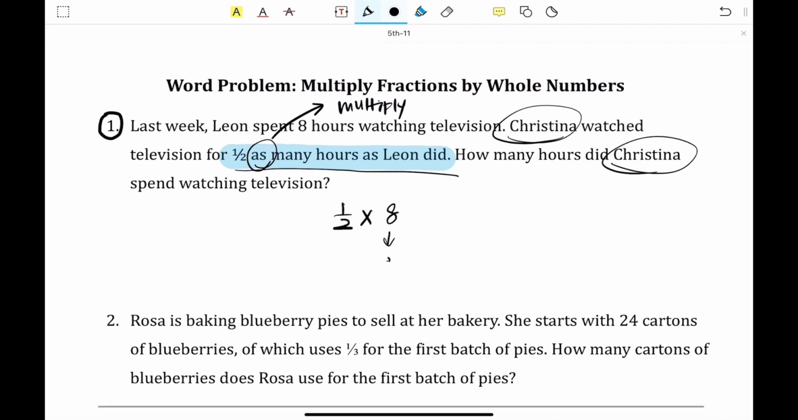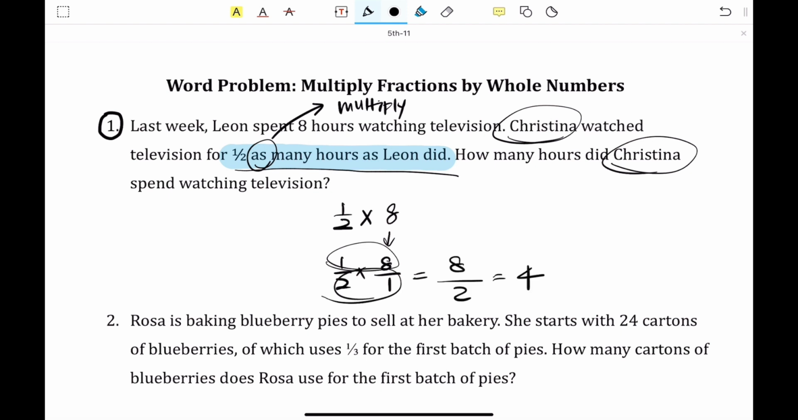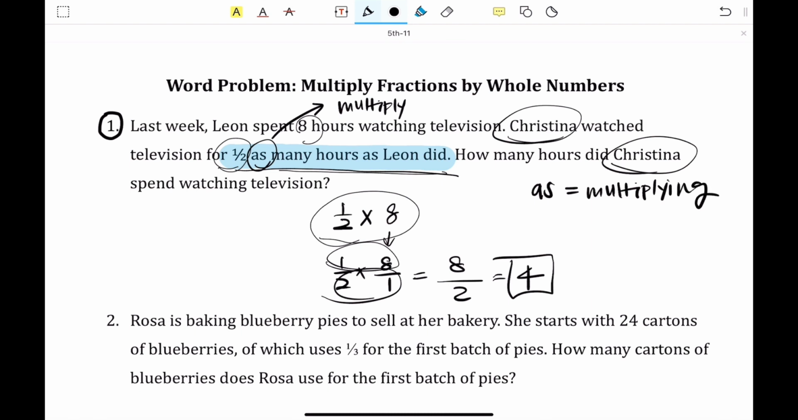So we're going to change 8 into a fraction, 8 over 1. And multiply the numerators, multiply the denominators. And 8 divided by 2 is basically just 4. If you also think about it logically, it makes sense because Christina watched half as many hours as Leon did. So if Leon watched 8, that means Christina had to watch 4 because 4 is half of 8. So that's basically what you did over here. You did half times 8. So the keyword is "as," which indicates you're multiplying. So how many hours did Christina spend watching television? She spent 4 hours. And that's it for today.